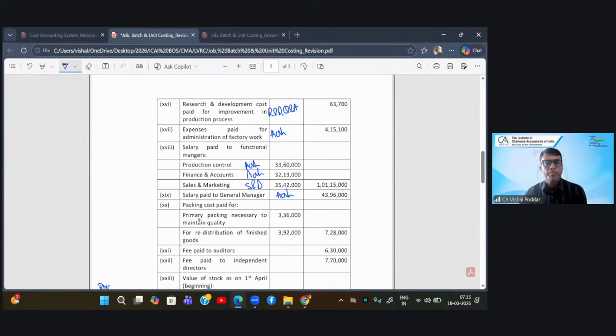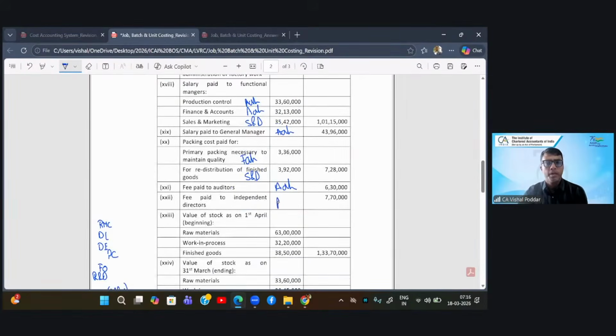Packing cost, primary packing necessary to maintain. This will come after factory overheads. And for redistribution of finished goods, which is the secondary packing, this will come in selling and distribution overheads. Again, fees paid to auditors is administration overheads. Fees paid to independent directors, administration overheads.